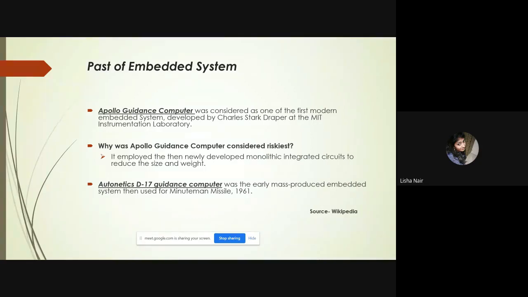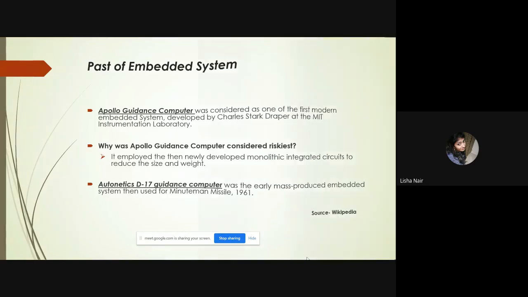So the targets, they used to give targets through that system, and the system used to point out the targets, giving points, showing waypoints, or the target point. They call it a target point. So they used to give the points of where the targets are, and the missiles used to be shot at those targets. So this guidance was given by the Autonetics D17 guidance computer.